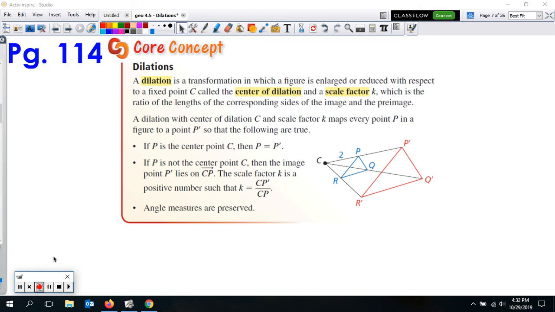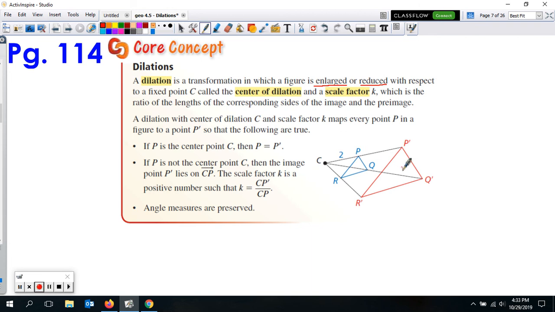Now on page 114, you're seeing this. So we're talking about dilations. A dilation is a transformation in which a figure is enlarged or reduced. So we're enlarging or reducing. Those are the two things we can do to our figure with respect to a fixed point called C, and that would be the center of dilation. So the center of dilation is just a fixed point at which you can dilate, and a scale factor, which is what we will enlarge it by.